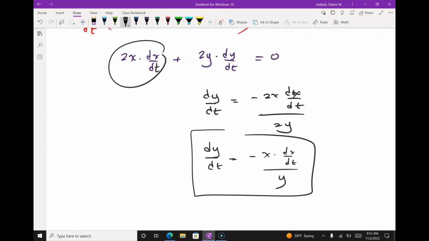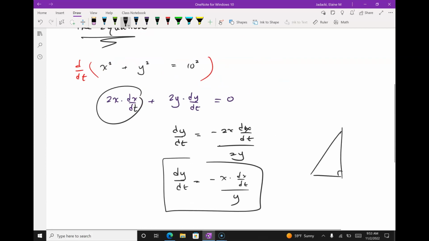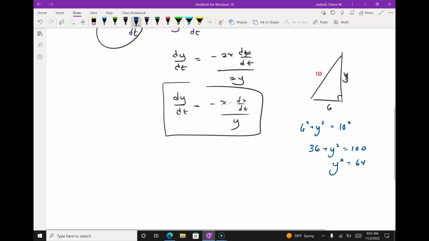What do I know? I know dx dt is 1 foot per second. I know x is 6. What don't I know? Y. So I usually can find that variable going back to the original problem, back to my original picture. When x is 6, I know 10 and 6. I know 2 sides, right? So 6 squared plus y squared equals 10 squared. 36 plus y squared equals 100. Y squared equals 64. So y must be 8. Yes?